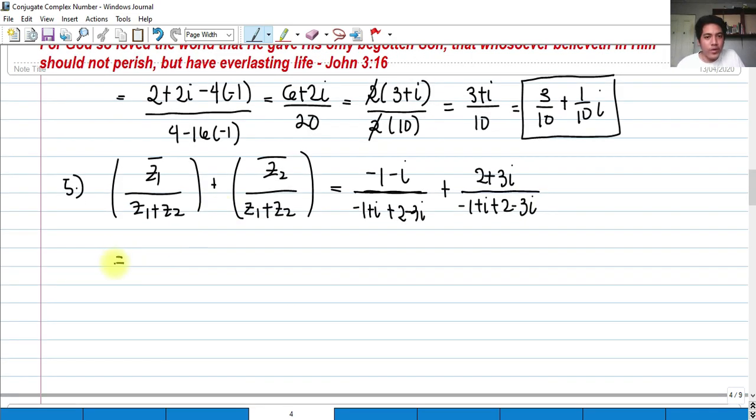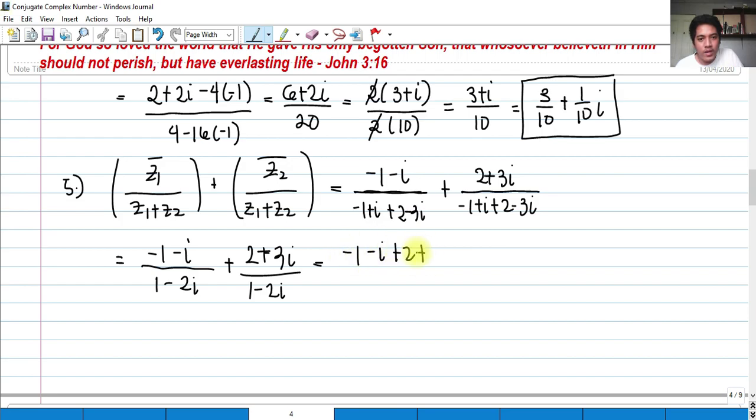Okay, so what are we going to do here? Simplify. So we have negative 1 plus 2, that is 1. Okay, then we have i minus 3i, that's 1 minus 2i. Okay, and the same for this, 2 plus 3i, the same for the denominator. So we can combine this because they have the same denominator. Negative 1 minus i plus 2 plus 3i all over 1 minus 2i.